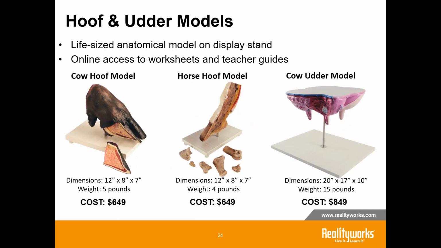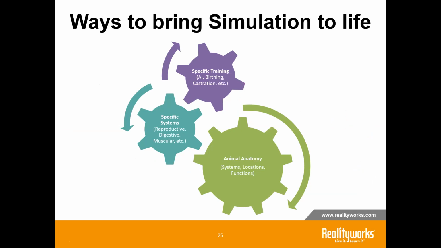Now, other things that we include are even things like hoof and udder models, allowing them to dig down into areas of the body that a picture can show, but to be able to feel and touch and understand what's going on allows a different type of engagement for your students. So again, we bring different types of simulation to life using different types of training tools.